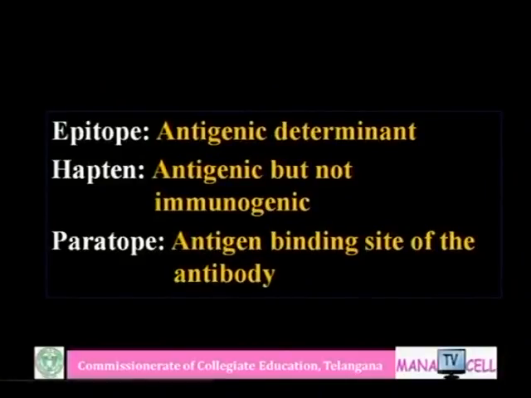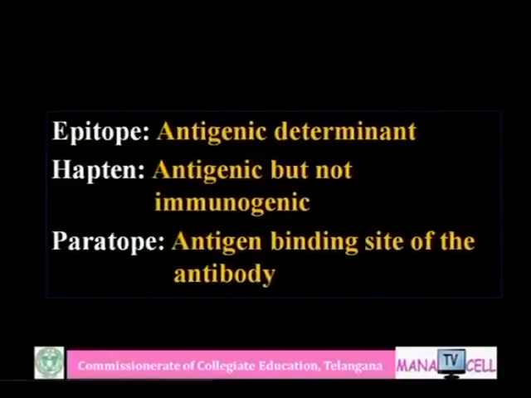Another one is epitope, the antigenic determinant present on the surface of the antigen, the part that can interact with the paratope of the antibody. Another one is hapten. This hapten is an antigenic molecule, but it does not have immunogenic activity. As such, it does not stimulate the immune response. It requires a carrier molecule, and only with the help of the carrier molecule does it produce antibodies.